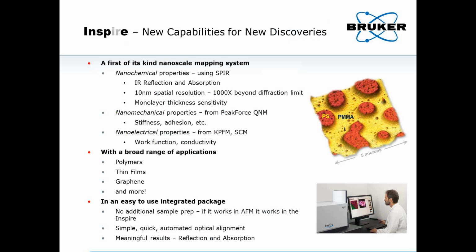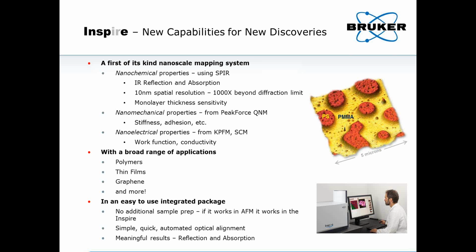On this slide, we summarize the capabilities of the Inspire system. In particular, the Inspire is a first-of-its-kind nanoscale mapping system. It allows you to measure chemical, mechanical, and electrical properties at the nanoscale using a combination of exclusive Bruker technologies. In particular, the nanochemical properties are enabled using the technique which we refer to as SPIR. SPIR stands for Scanning Probe Infrared. It is also referred to in literature as scattering SNOM.